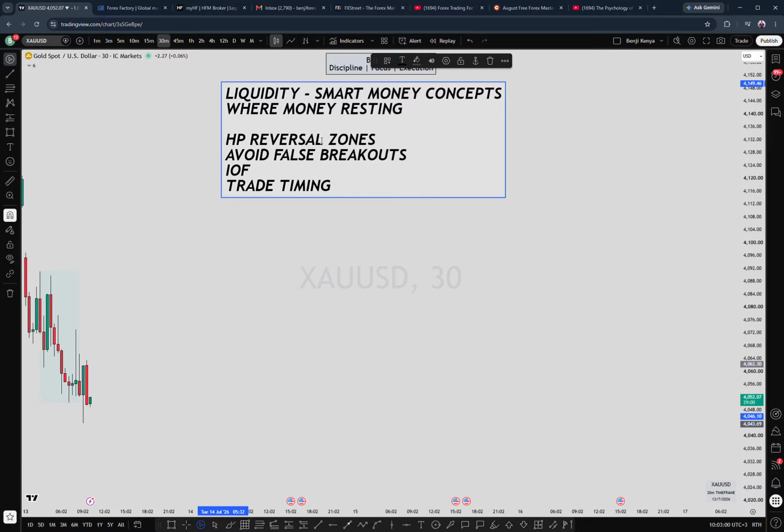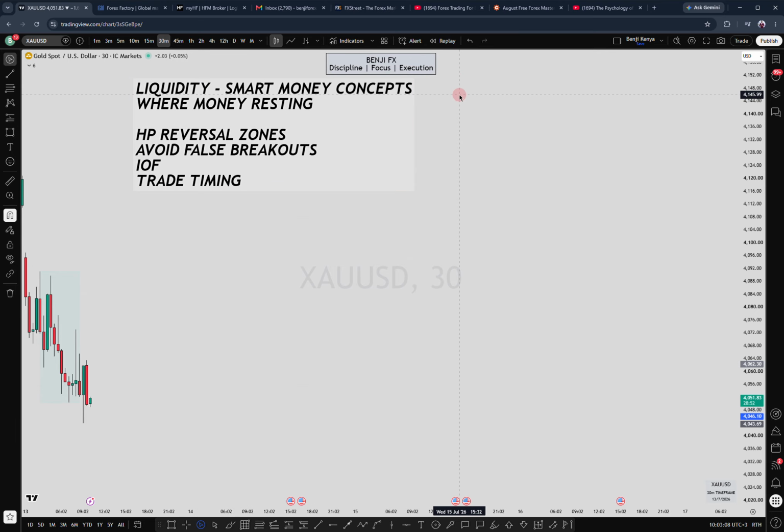Liquidity usually forms in different areas. It usually forms in equal highs and equal lows. These are examples where liquidity usually forms. Very important. Then we usually have previous day high and previous day low.